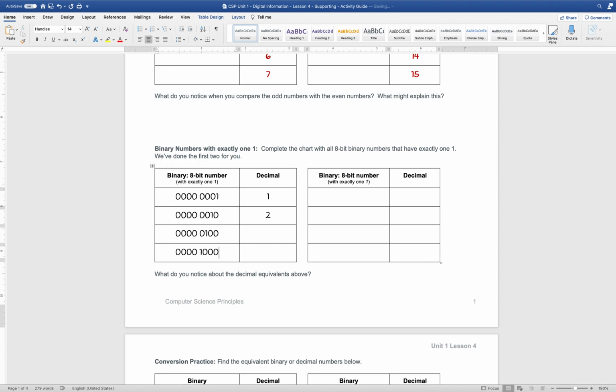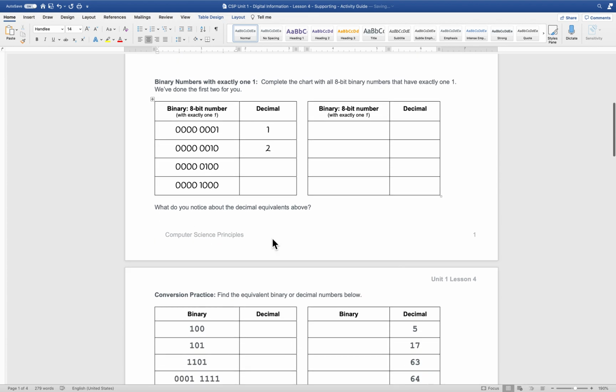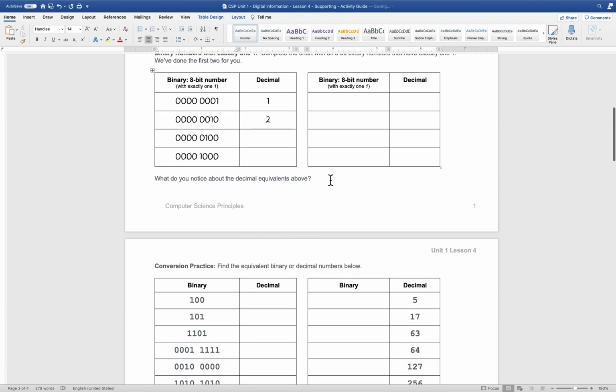And when you're writing out your binary bits here, it's always good practice to break them up into groups of 4. Put a space in every group of 4 there. So continue on with those and write down the decimal there as well. What did you notice about the decimal equivalent amounts?